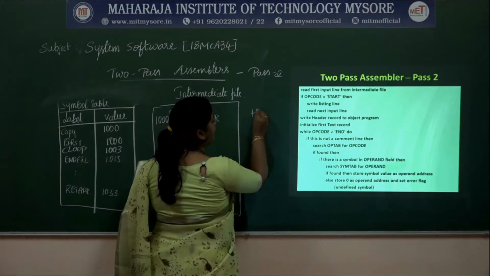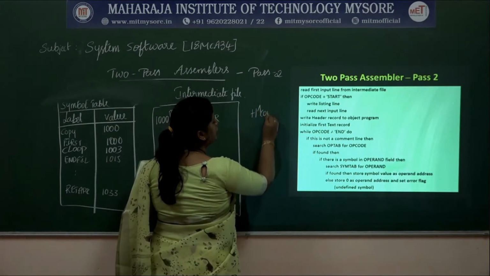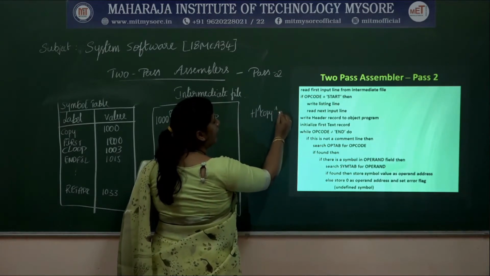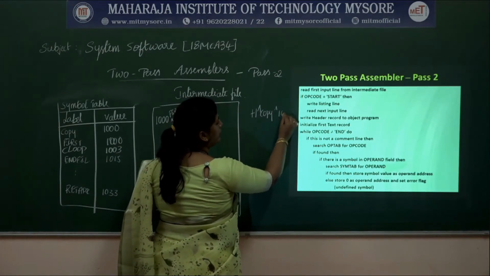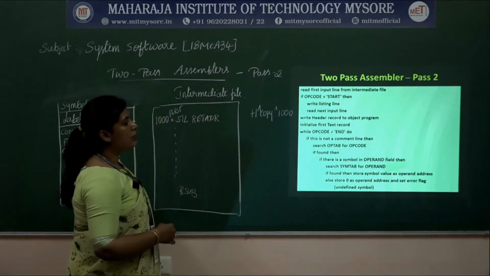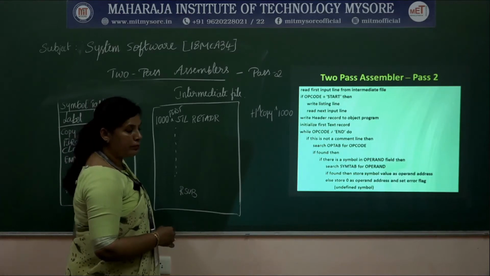It has the header record. What it is going to do is write the program name. What is the program name? We are taking COPY, and what is the address? It is there in the operand of START, it is 1000. So it is going to write the header record to the object program.